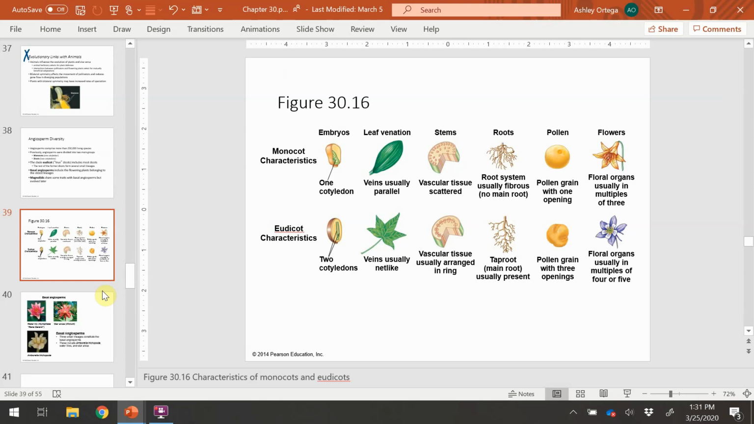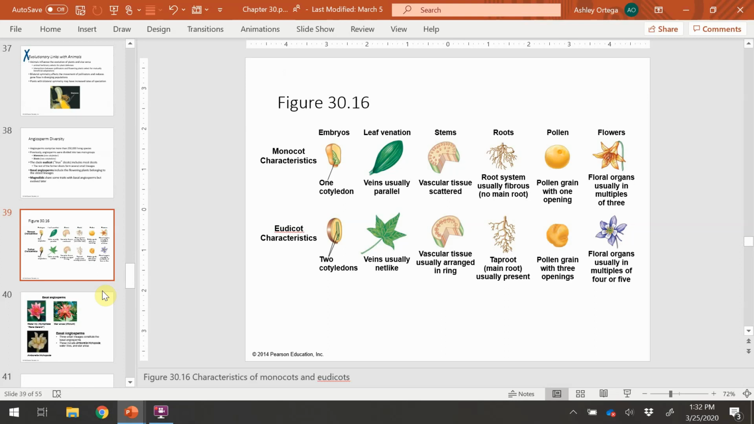Looking at monocot roots, they're usually fibrous roots, like small networking fibers, compared to eudicots, which have a large central root in the middle, the taproot, that has smaller roots branching off of it that allows for deeper anchoring and more stabilizing structures. For pollen, they also have differences in their pollen grains with openings, those openings that allow for the sperm to leave the pollen grain and then go fertilize the ovule, or the egg.